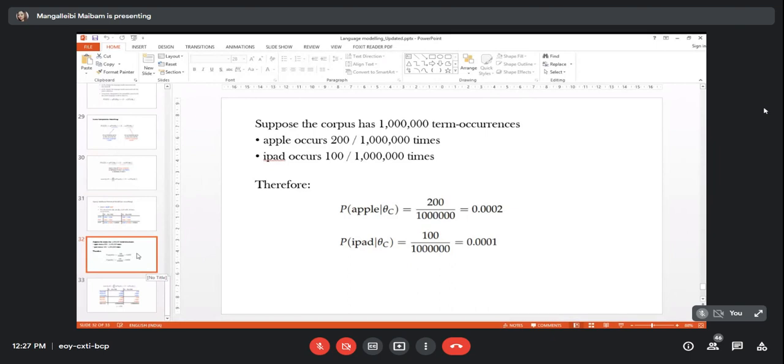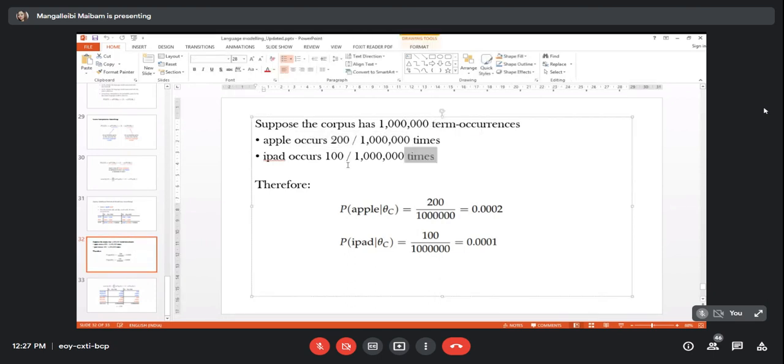Yes, they were decided randomly because this is just an example. But the calculation should be in this way. What I am trying to explain is that the calculation should be in this way, but the numbers given here are just random numbers. Suppose a corpus is one database; this corpus database may have 10 to the power 6 term occurrences, with Apple occurring 200 times and iPad occurring 100 times. These are some random numbers taken for explanation purposes. Okay, ma'am.